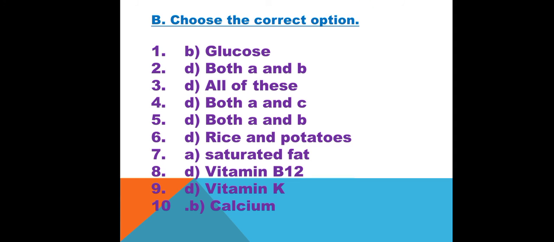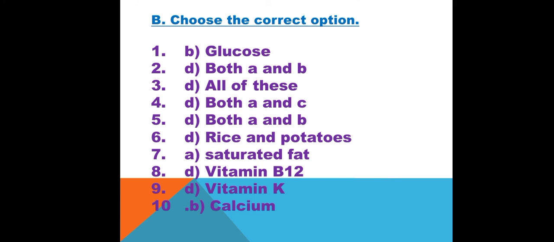Okay, it helps blood to clot and control bleeding. What is the correct answer? Option D, vitamin K. Then 10th question: lack of which of the following minerals causes osteoporosis in adults? What is the answer? Calcium. Yes, deficiency of calcium in small children leads to rickets.